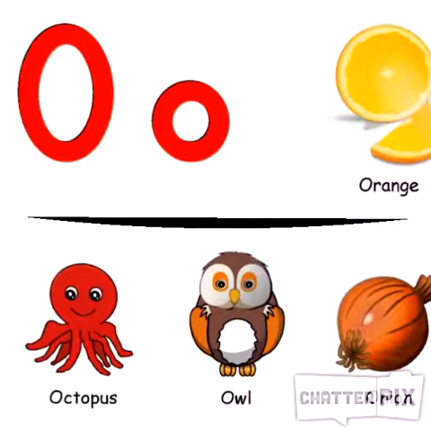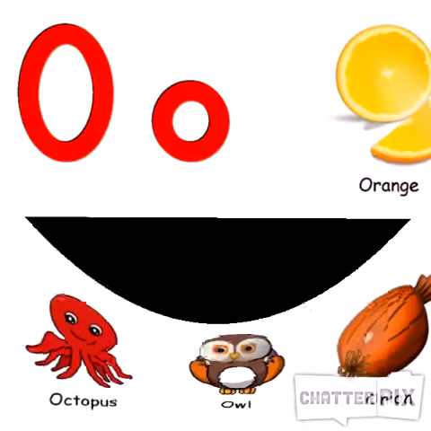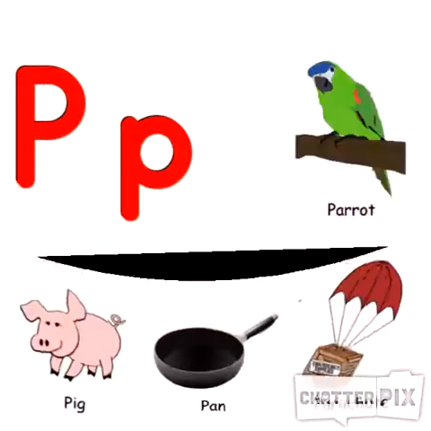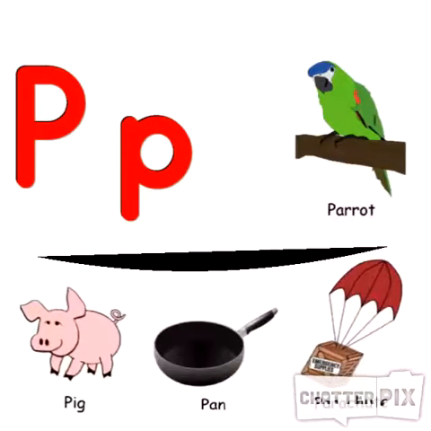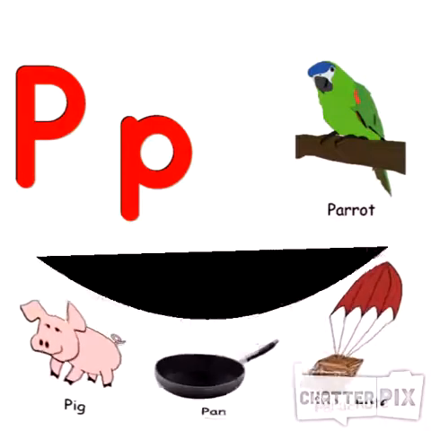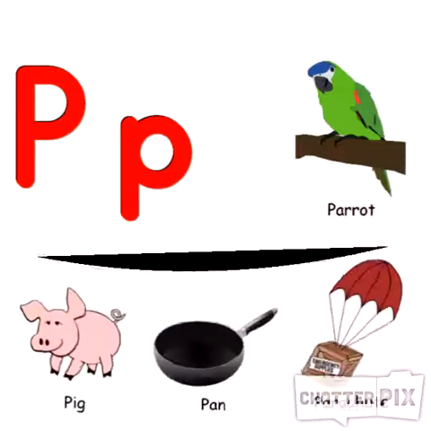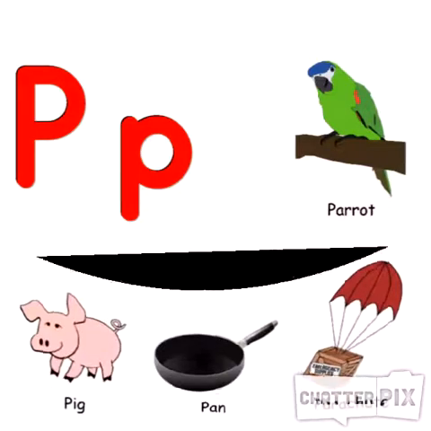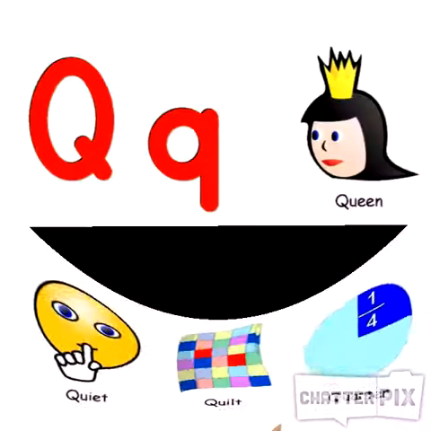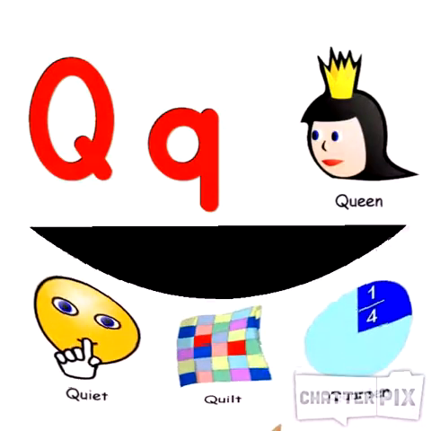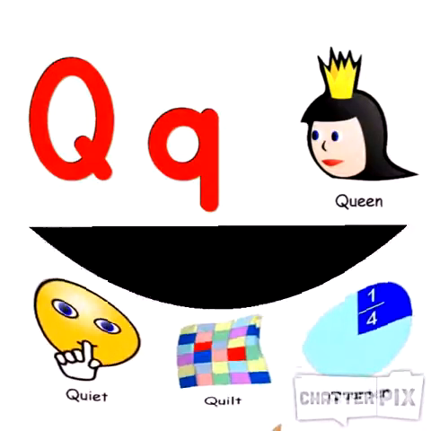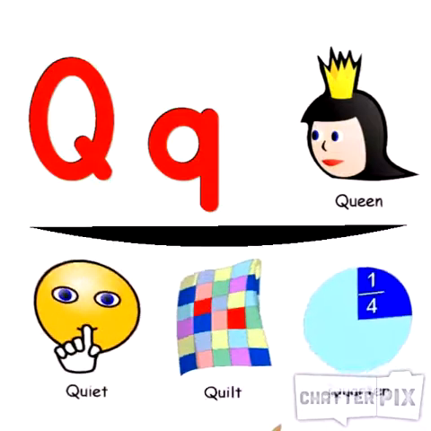Orange O. Octopus O. Owl O. Now children, do you know which letter is this? Yes, it's letter P and sound of letter P is P. P. Parrot P. Pig P. Pan P. Parachute P. So after letter P, next letter is letter Q and sound of letter Q is Qua.